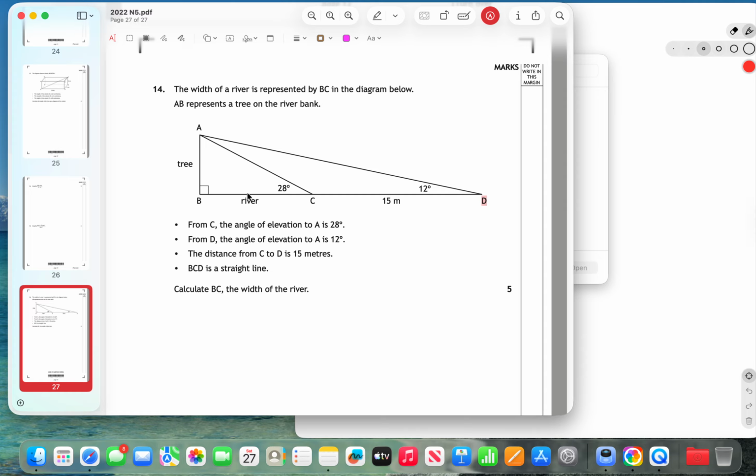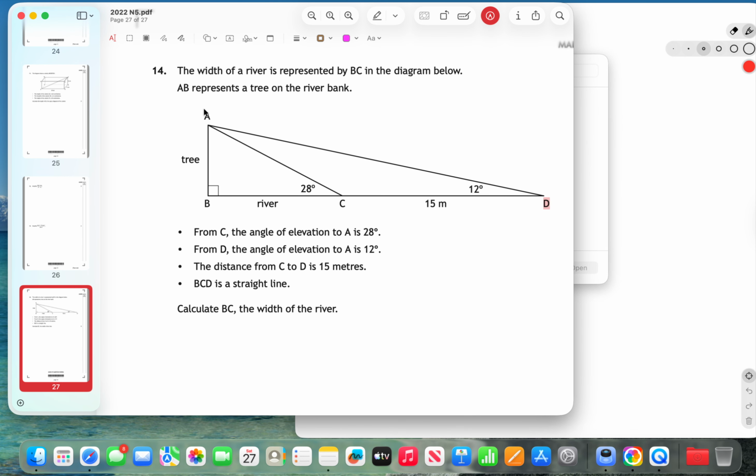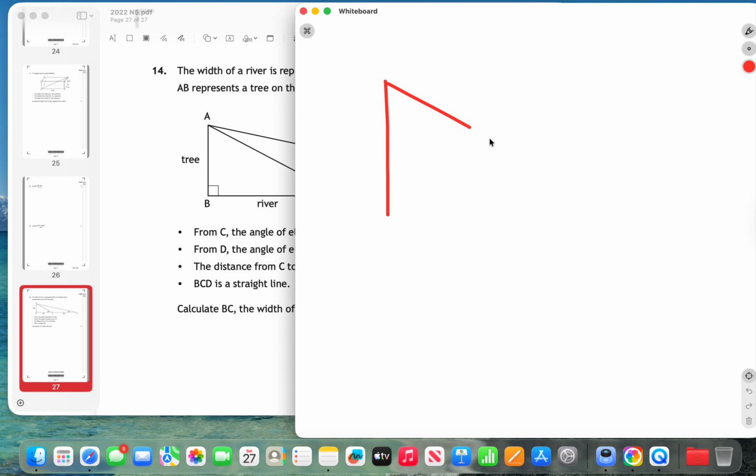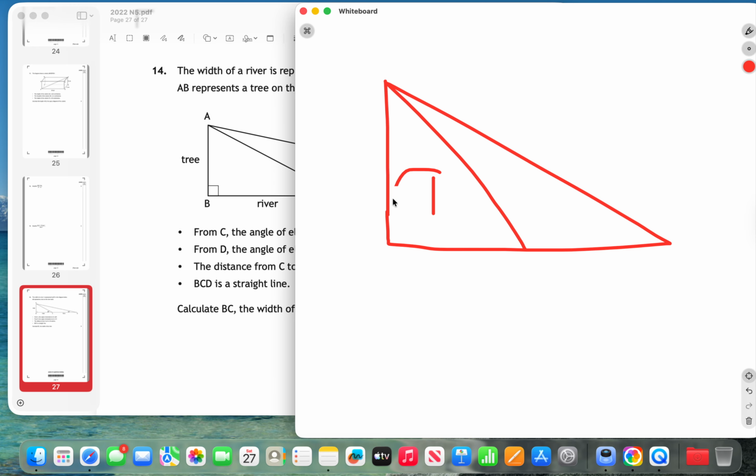We want to find BC, but you've got a right angled triangle, and you've then got the second one over here, which is not right angled, and they're essentially joined together to make one big triangle, and the big one happens to be right angled. But the easiest way to do this one is, first of all, to split it into two triangles. Call this 1 and 2.